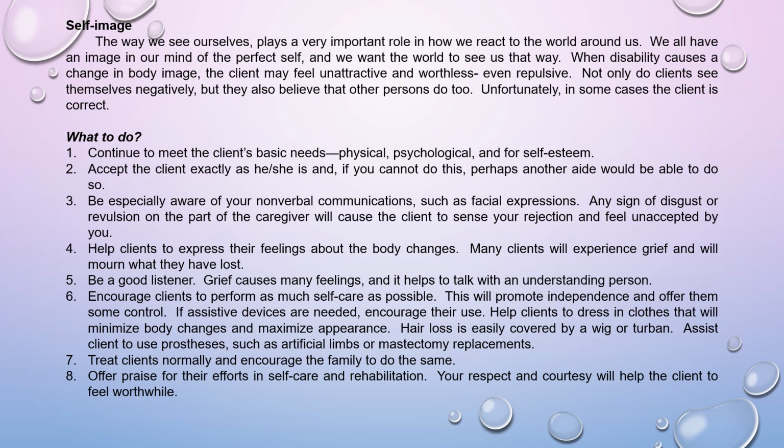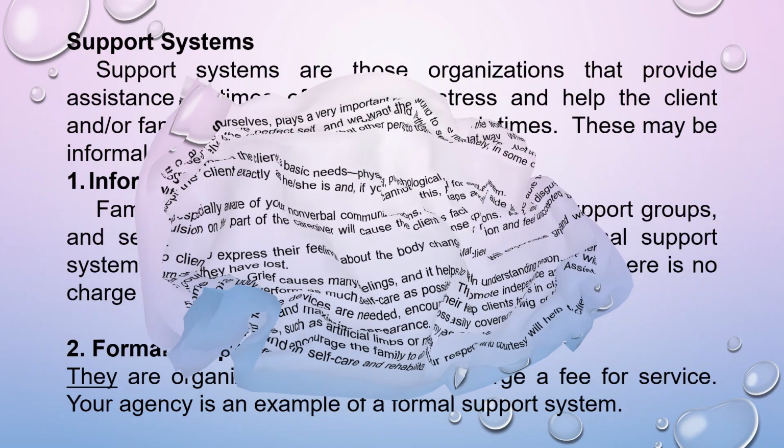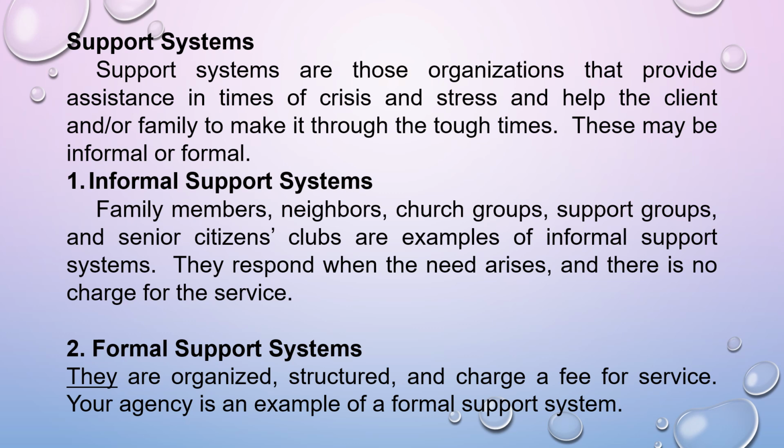Hair loss is easily covered by a wig or turban. Assist the client to use prostheses such as artificial limbs or mastectomy replacement. Treat clients normally and encourage the family to do the same. Offer praise for their efforts in self-care and rehabilitation. Your respect and courtesy will be of help to the client. Now we'll proceed with the support system.